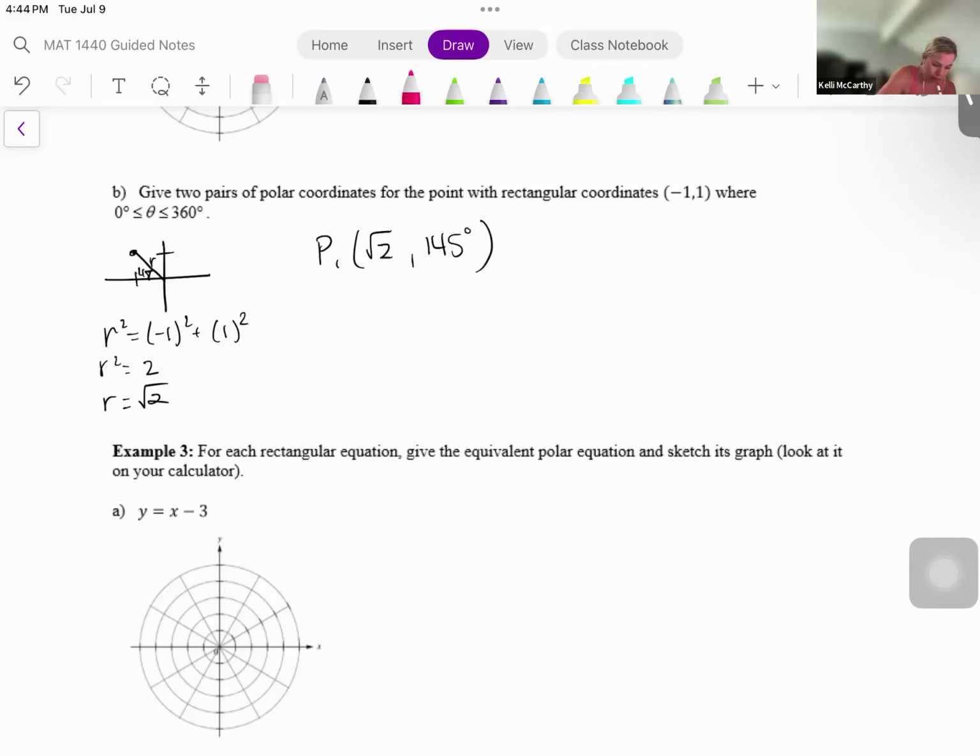Now, the other point we're going to consider is that reflected angle. So we want to consider the angle to get to this point, and then we're going to make our radius negative. So our second point is going to be negative square root of 2, and then this angle is going to be 360 degrees minus 45, again using that reference angle of 45 degrees, which is 315 degrees.